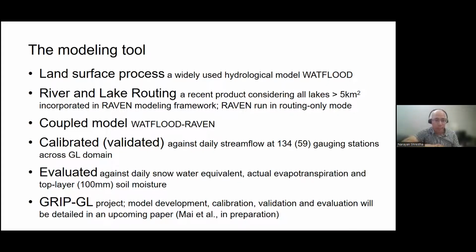We have a paper which is in discussion in the HESS journal, and I can share the link of the paper. The paper deals with all the model development, calibration, validation, and evaluation of this model along with other models, because the GRIP-GL project is a model intercomparison project in the Great Lakes region. Next slide.